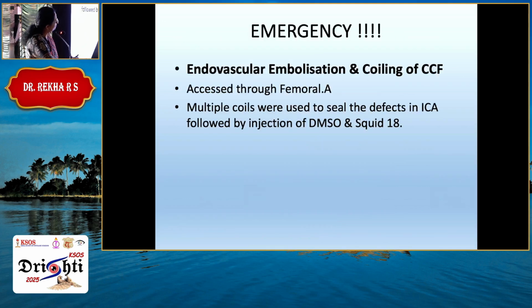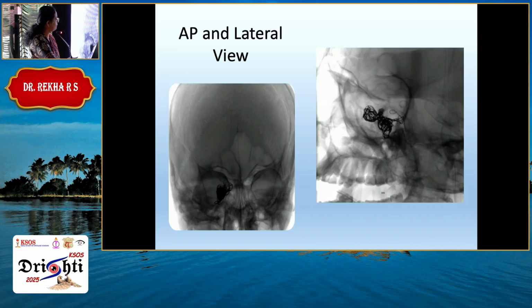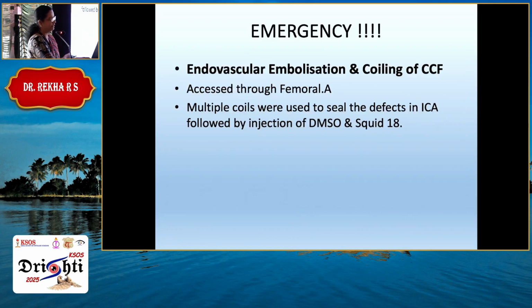The gold standard of management here is endovascular embolization and coiling of the carotid-cavernous fistula. So the right internal carotid artery was accessed through the right femoral artery, and multiple coils were used to seal the defects in the internal carotid artery. And these are the embolizing agents used, dimethyl sulfoxide and Squid-18, and the fistula was sealed.